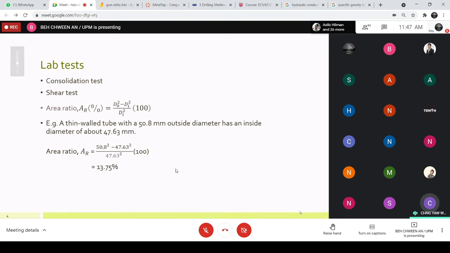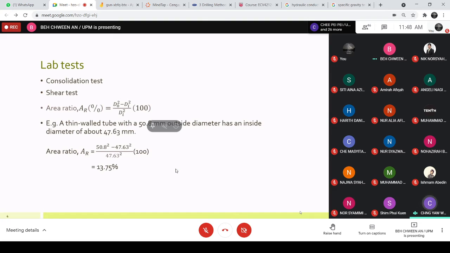Okay, thank you. So I will continue with the lab test. So the soil sample will be used for the consolidation test and shear test. Consolidation test is used to determine the settlement of the soil sample, and the shear test is used to determine the shear strength of the soil.